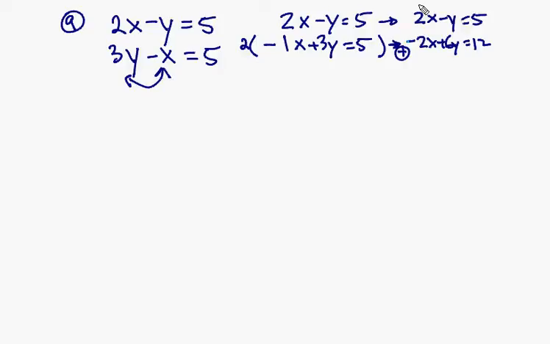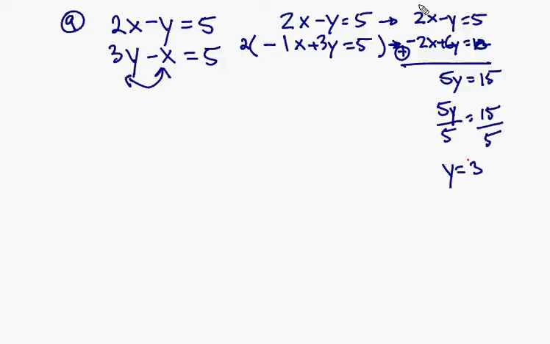So when I add those two equations together, now I'm going to get 2x minus 2x is 0. Negative y plus 6y is 5y. And 5 plus 12, oh excuse me, that should be 10, not 12. So 5y is equal to 15. So now all I got to do is divide both sides by the coefficient of the variable, which is 5. So 5y divided by 5 is equal to 15 divided by 5. So y is equal to 3.